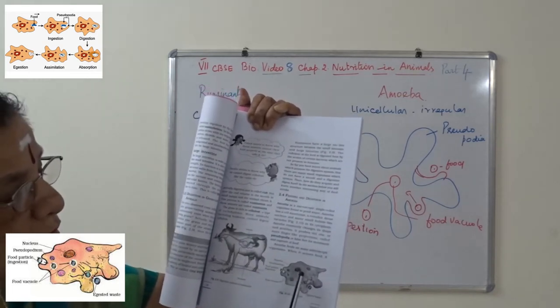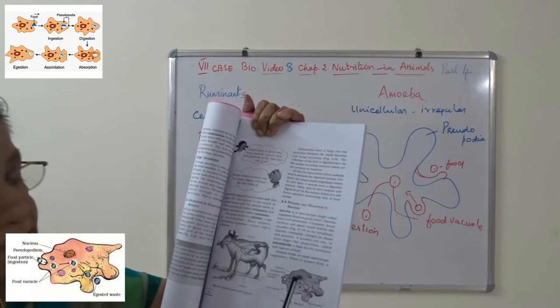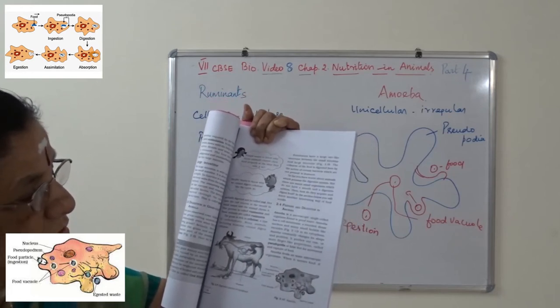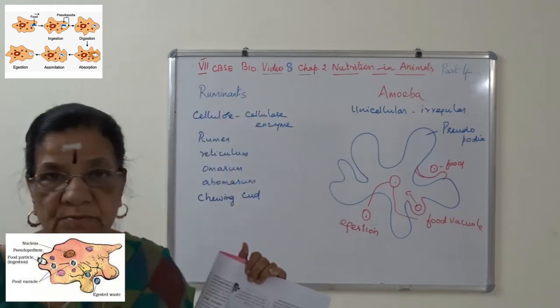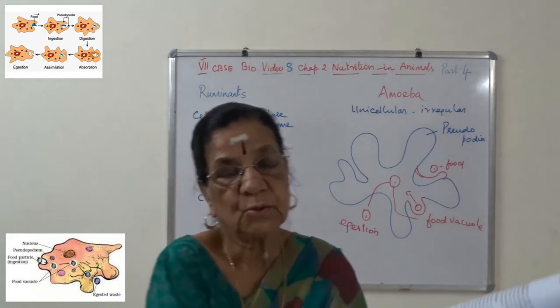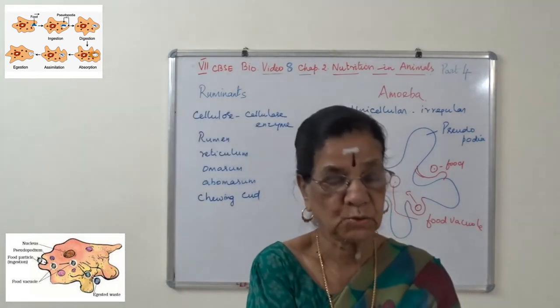So the food vacuole, the food gets digested and then undigested food material, that is digested waste, is sent out. So there are steps in amoeba also, nutrition in amoeba also.